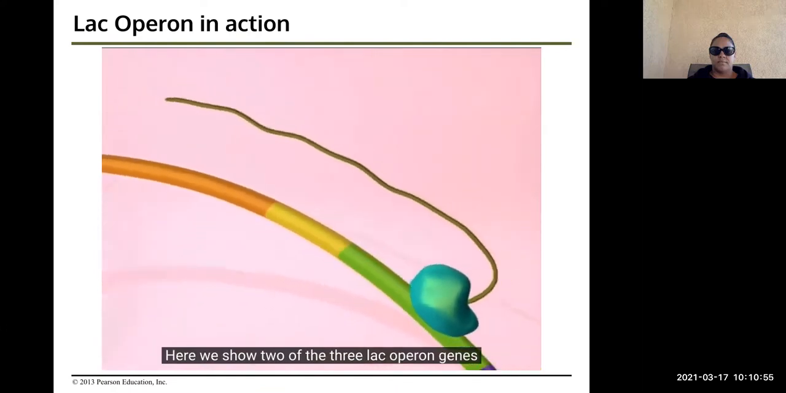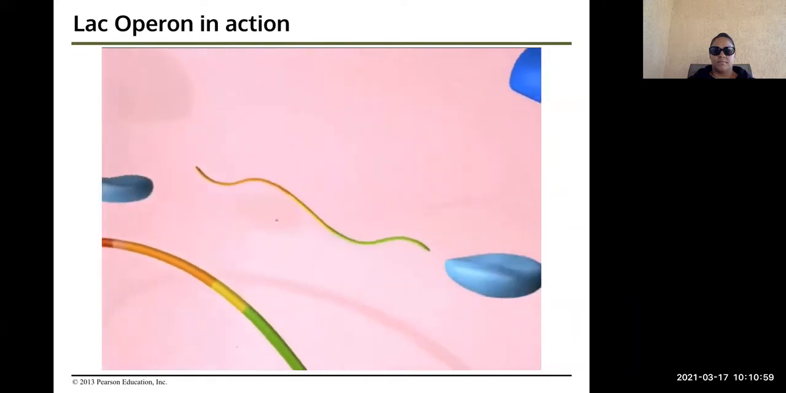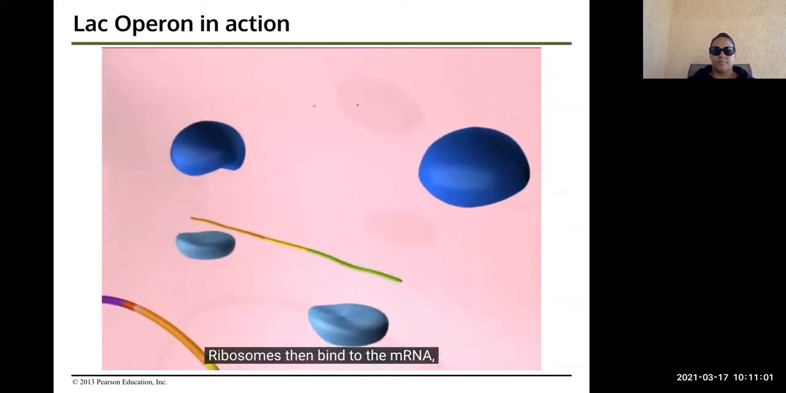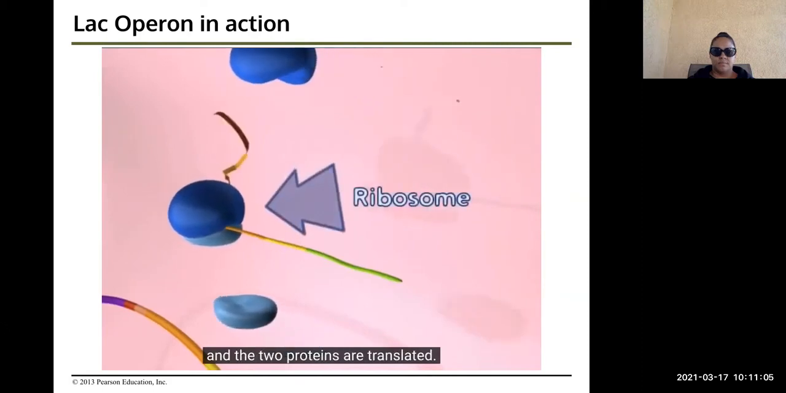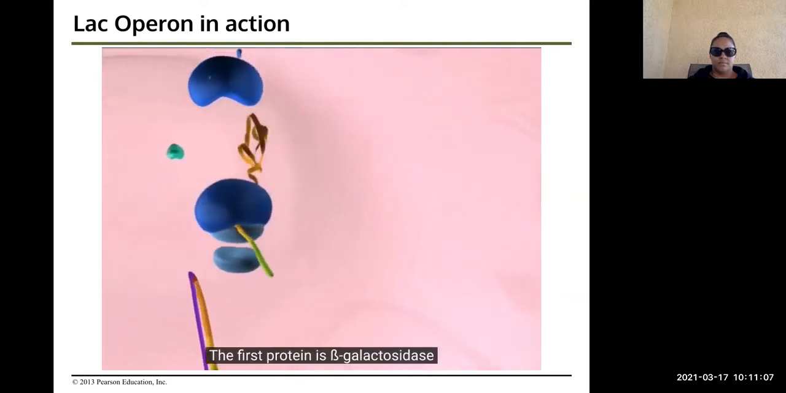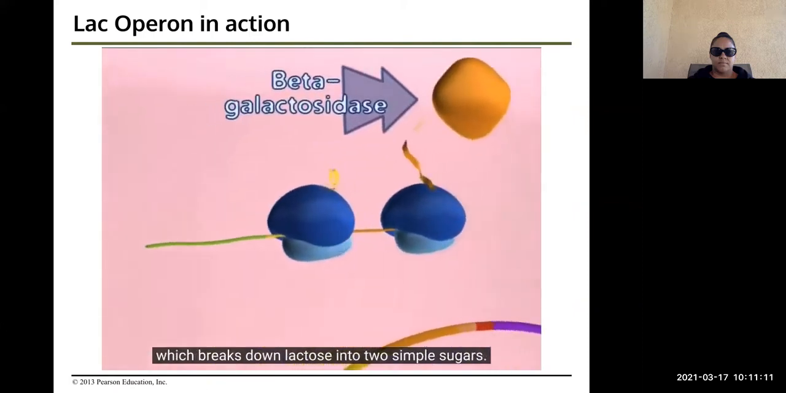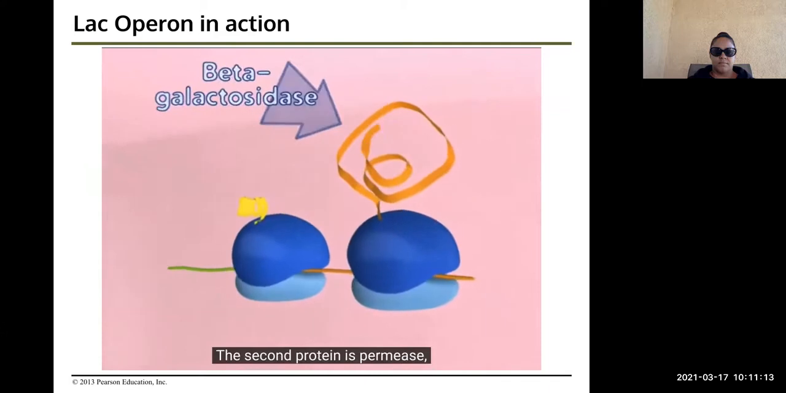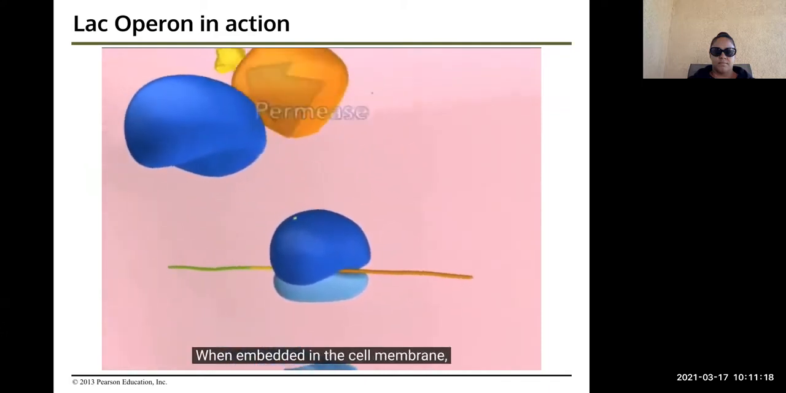Here we show 2 of the 3 lac operon genes being transcribed into mRNA. Ribosomes then bind to the mRNA and the 2 proteins are translated. The first protein is beta-galactosidase, which breaks down lactose into 2 simple sugars. The second protein is permease, a membrane-bound protein.